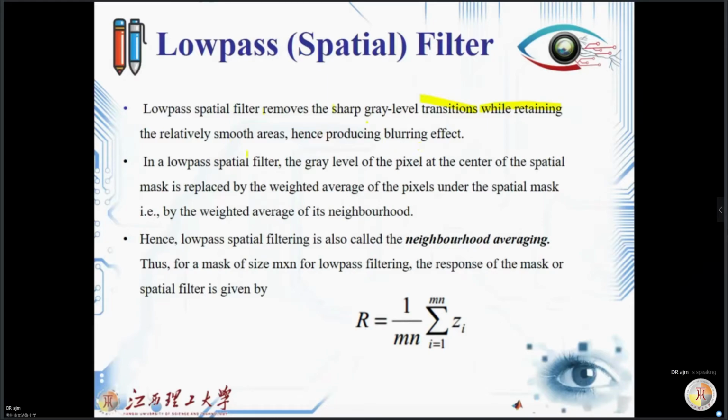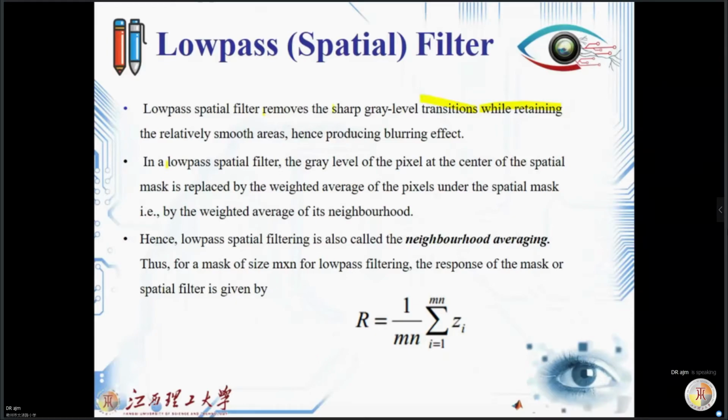In low pass spatial filters, the gray level of the pixel at the center of the spatial mask is replaced by the weighted average of the pixels under the spatial mask, for example, by the weighted average of its neighborhood. And hence the low pass spatial filter, we call it neighborhood averaging.